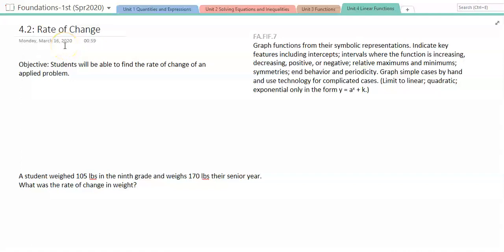Hey there, we're going to look at 4.2 today on rate of change. You're going to see that the objective for this is that you'll be able to find the rate of change of an applied problem. Still working in FIF 7, talking and leading towards the graphs of these. And again, we're going to be in linear functions in this chapter.